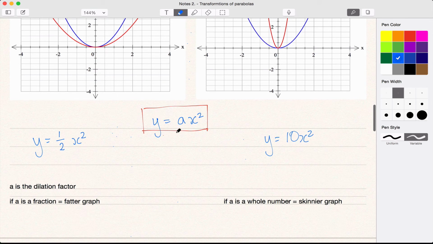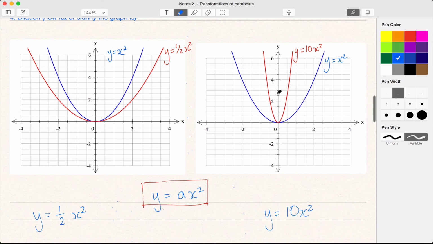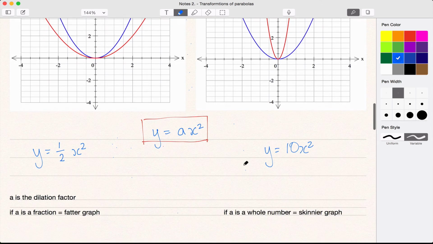We call a the dilation factor. That dilation just means fatter or skinnier with the graph.